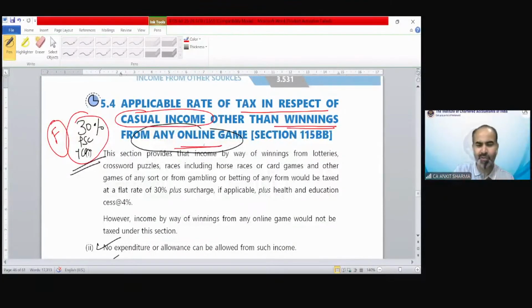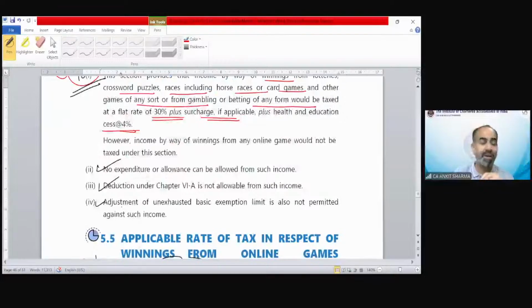The same provision is for online game also, right? So this section provides that income by way of winning from lotteries, crossword puzzles, race, including horse race, card game, and other games of any sort, from gambling, betting, or any other form, be taxed at 30% plus surcharge and 4% cess. The important thing to be remembered is that you cannot claim anything as deduction from your casual income.